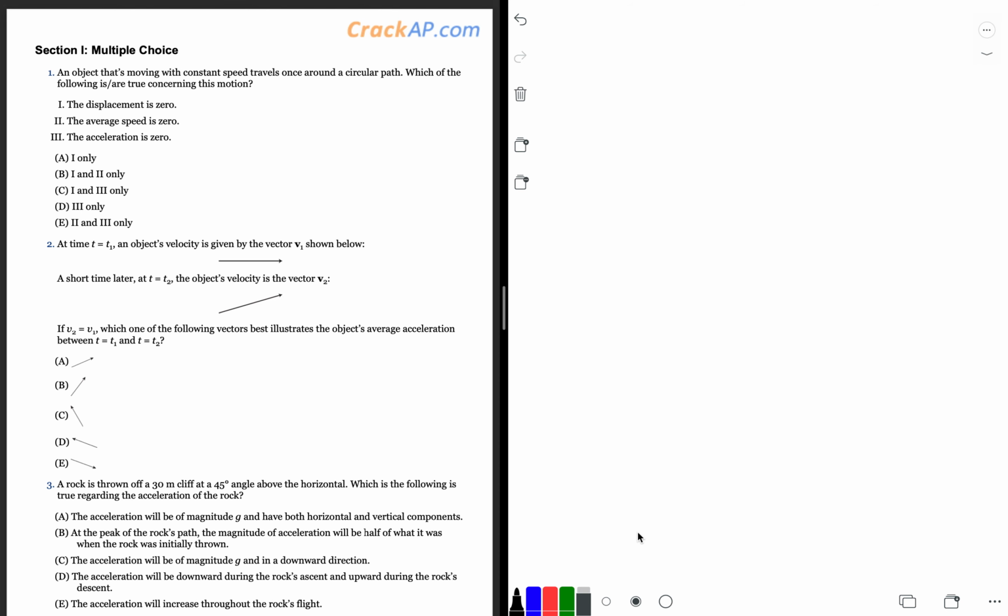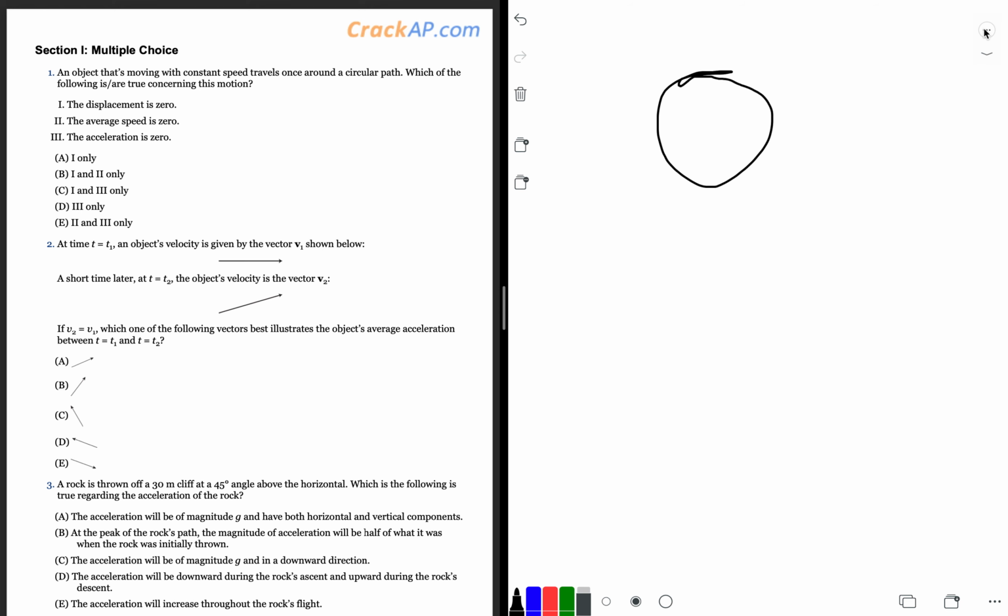Okay, so the first problem: an object that is moving with constant speed travels once around a circular path. Which of the following is/are true concerning this motion? I. The displacement is 0. II. The average speed is 0. III. The acceleration is 0. Well, let's see. We have a circular path.